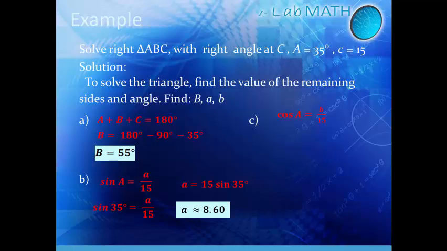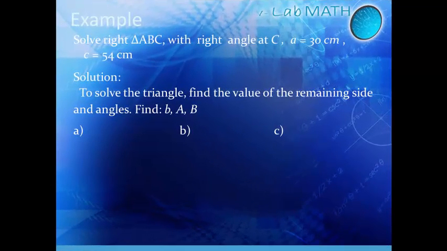We are now ready to solve for another side, B, using function cosine A. Cosine A equals B over 15. Substituting the value of 35 again in place of acute angle A, cosine 35 degrees equals B over 15. Solving for side B, B equals 15 times cosine 35 degrees. B measures approximately 12.29 units. We already have solved the triangle. Let us have another example.